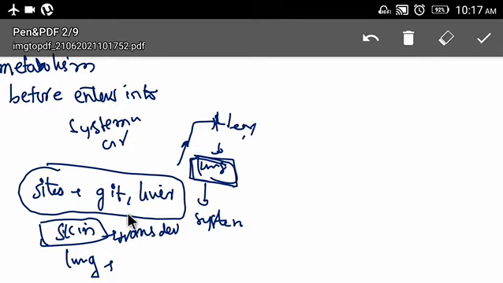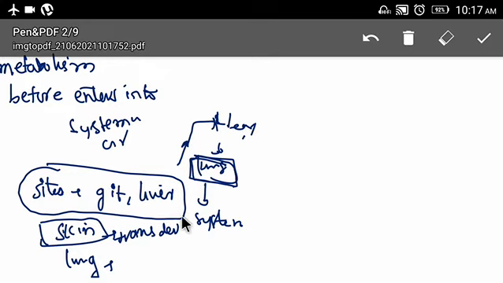So the most common sites for first pass metabolism are GIT and liver. Remember these two words. The involvement of skin and lungs is very minimal. So whenever you are asked about first pass metabolism, you should remember two sites: one is the GIT and the second one is the liver.